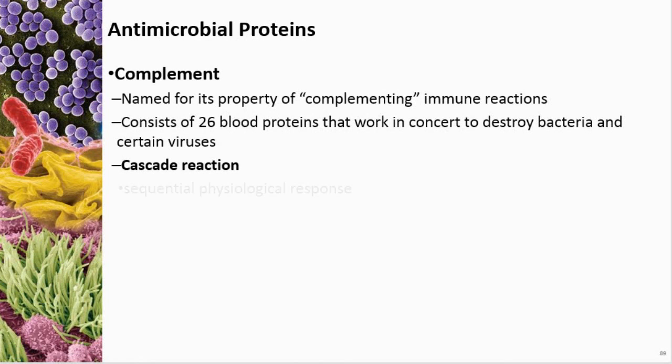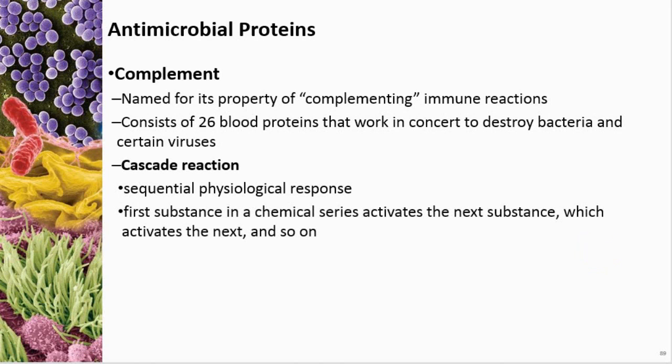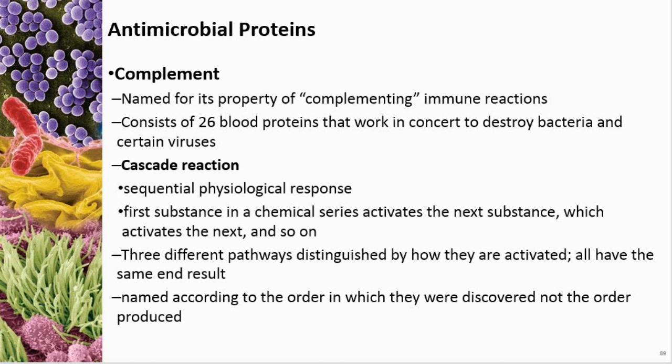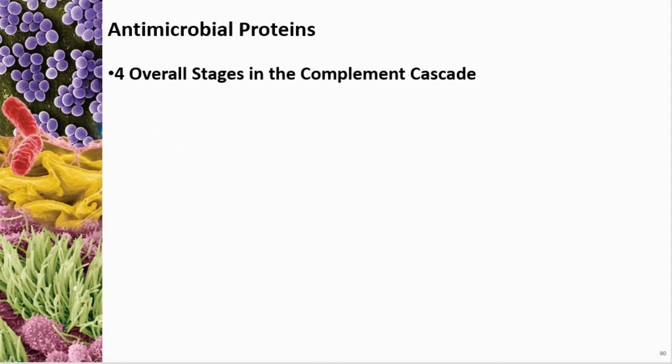So it's produced in what's called a cascade reaction, which there's lots of different reactions you've probably learned about that are cascade reactions. They're just sequential reactions where to produce something you have multiple reactions that have to occur in a row in a specific order. So the first substance activates the next, which activates the next, and so on. So there are three different pathways, but they all end up producing complement. And they're named according to the order in which they were discovered. So there's 4 overall stages, though, in this complement cascade. The first one is called initiation.